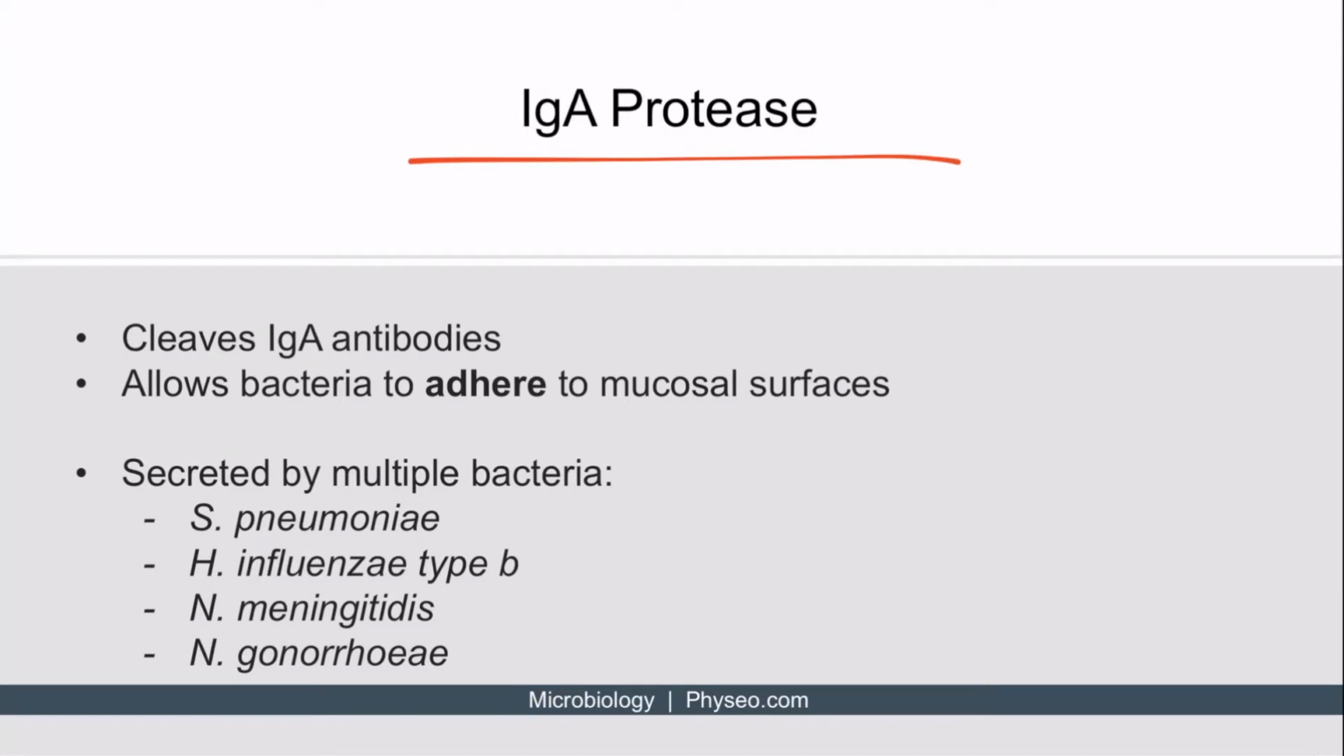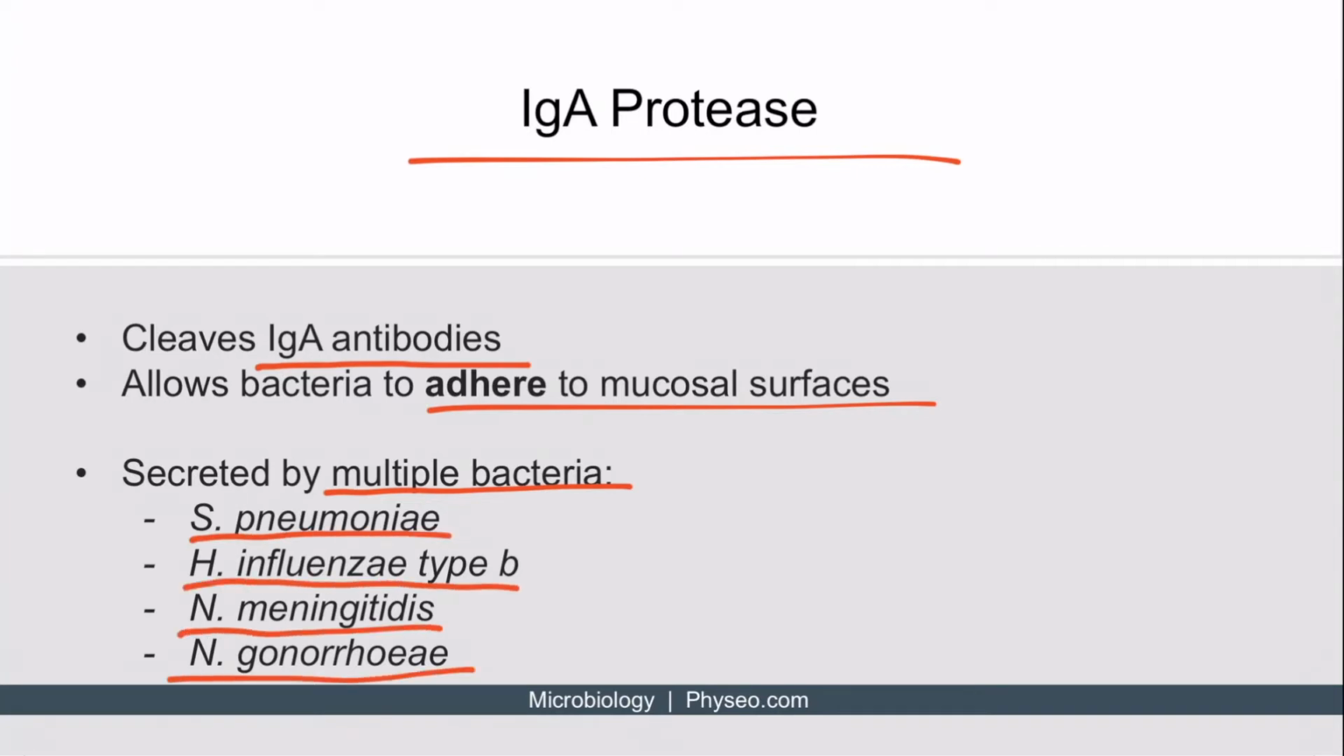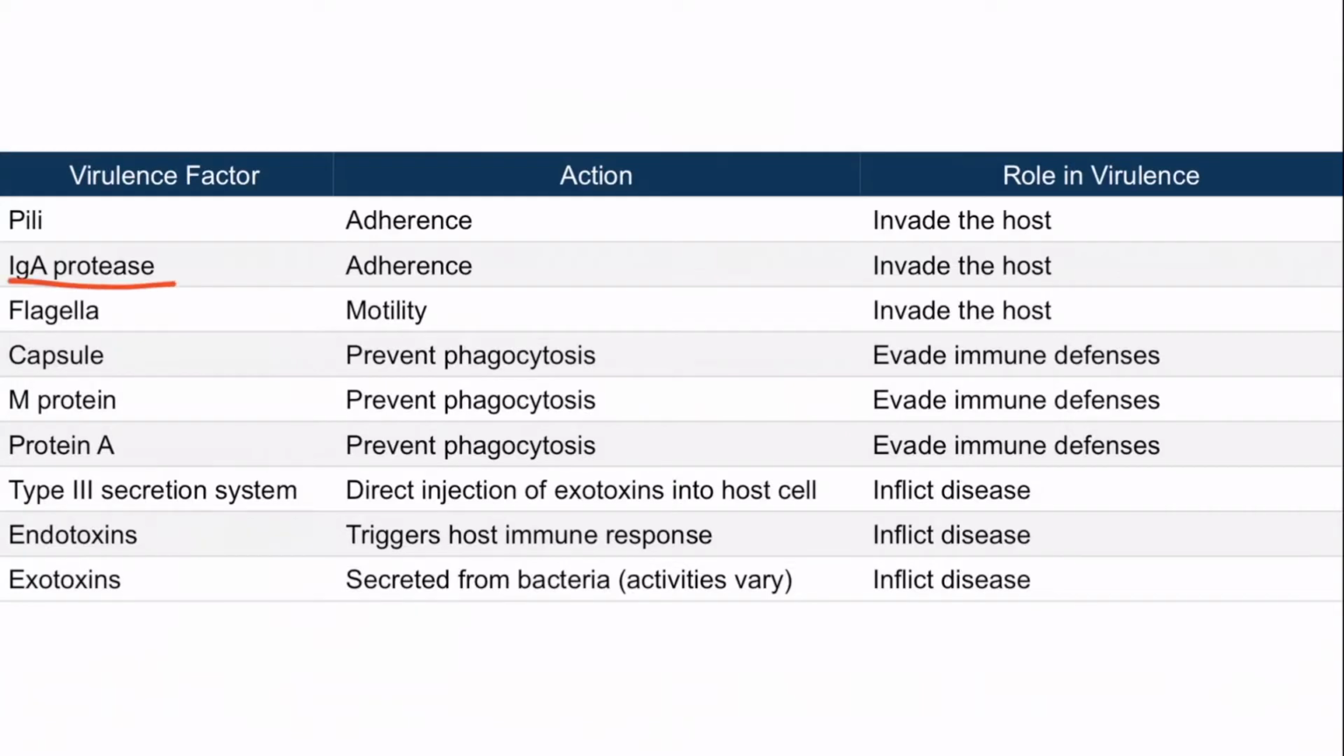IgA protease cleaves IgA antibodies. IgA antibodies normally defend the mucosal surfaces, so bacteria that can cleave these antibodies make it easier for the bacteria to adhere to mucosal surfaces. And IgA protease is secreted by multiple bacteria, for example, Strep pneumoniae, H. flu type B, Neisseria meningitidis, and Neisseria gonorrhea. So again, IgA protease allows it to adhere to the host, which means it's allowed to invade the host, which is why it's virulent. Now let's discuss M protein.